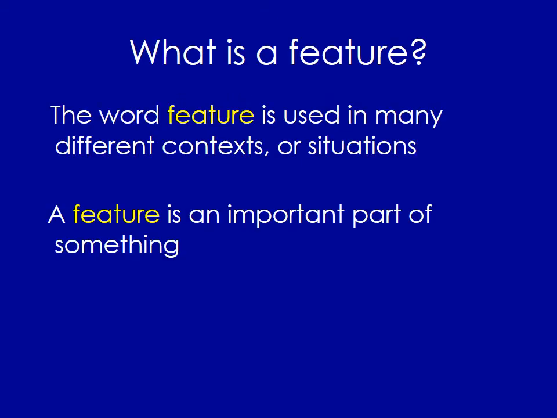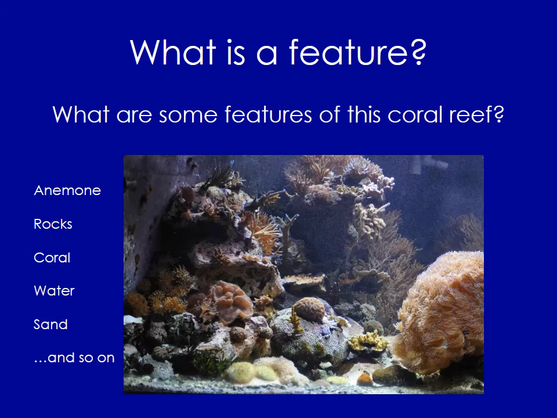What is a feature? The word feature is used in many different contexts or situations. A feature is an important part of something. For example, what are some features of this coral reef? And on the left side, you can see some listed. You could have students look at the picture and label some things. So we have anemone, we have rocks, coral, water, sand, and so on.